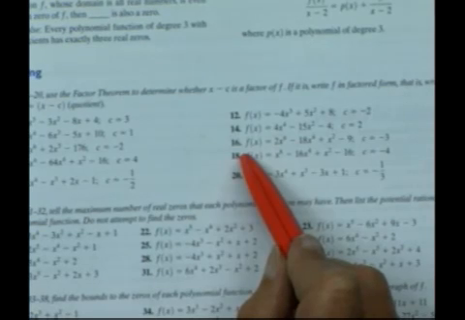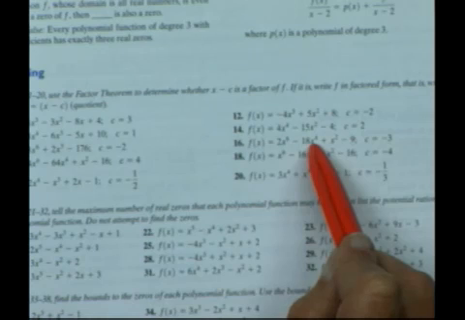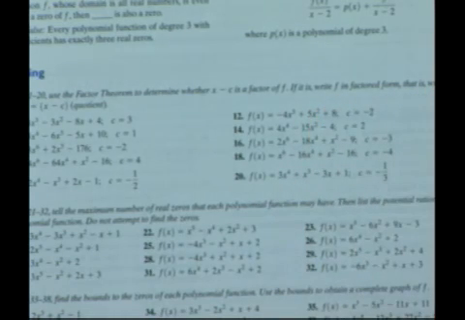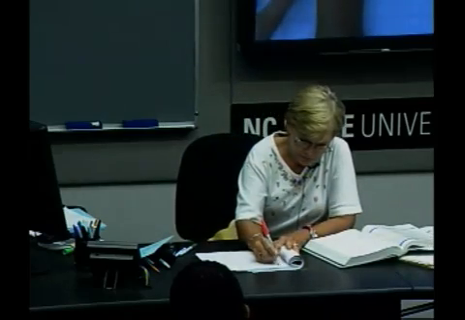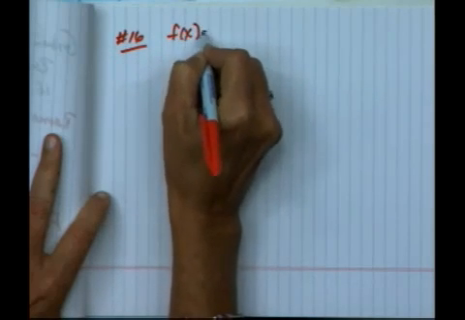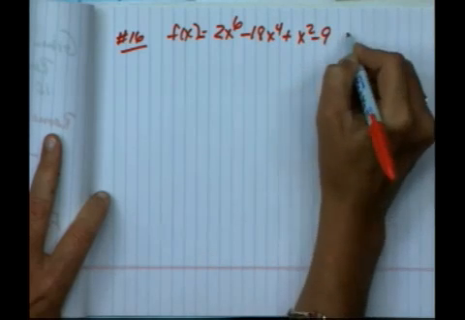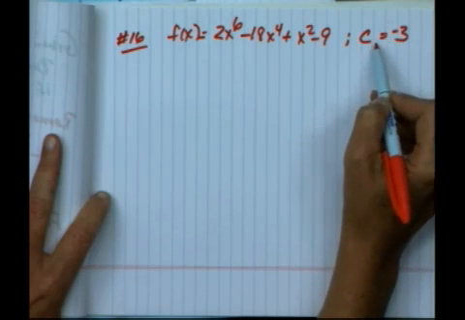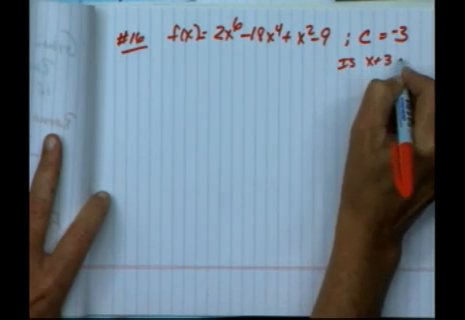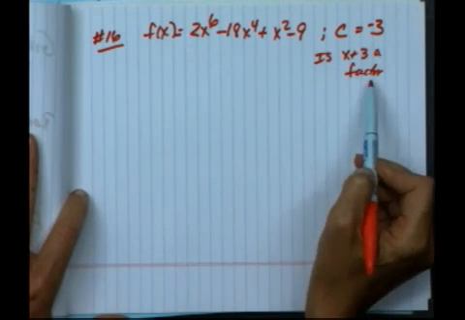Number 16 on page 379. We're supposed to use the factor theorem to determine if x minus c is a factor of this function, and if it is, write it in factored form. Don't let me make an arithmetic mistake. We have f of x equals 2x to the 6th minus 18x to the 4th plus x squared minus 9. Is x plus 3 a factor? Since my c is minus 3, it means: is x plus 3 a factor?